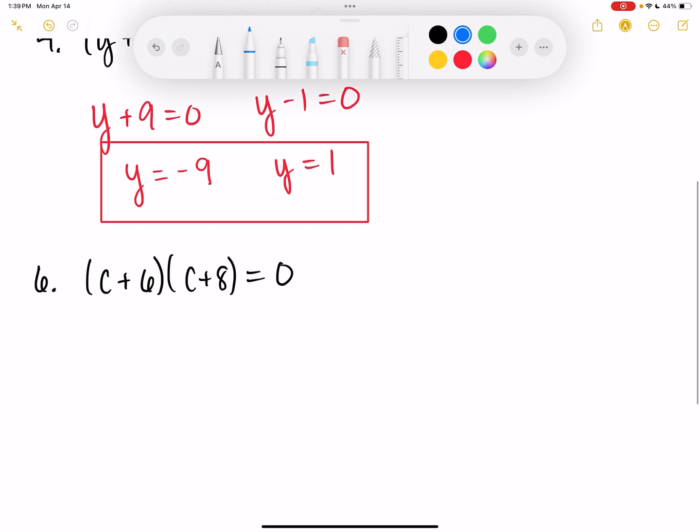So this will be c plus 6 equals 0. What is happening? This is glitching. And then c plus 8 equals 0.